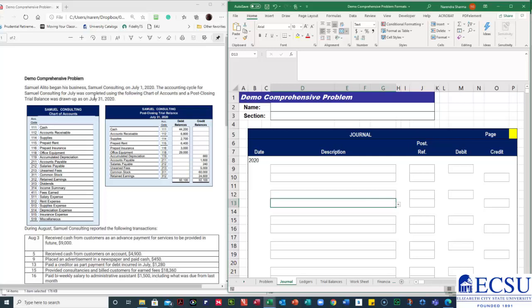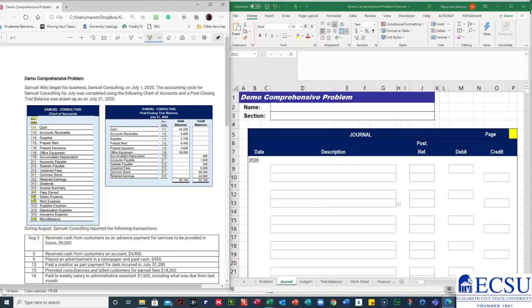Samuel Alito began his business, Samuel Consulting, on January 1st, 2020. The accounting cycle for Samuel Consulting for July was completed using the following chart of accounts. So you can see that we are given the chart of accounts. It has all the account codes and things like that. So that is the chart of accounts we are going to use.